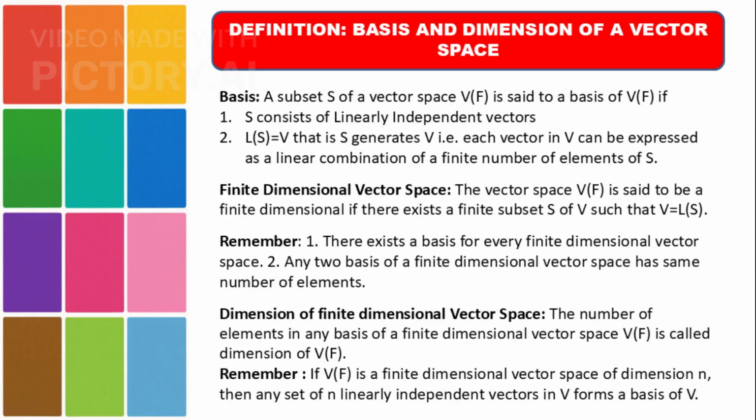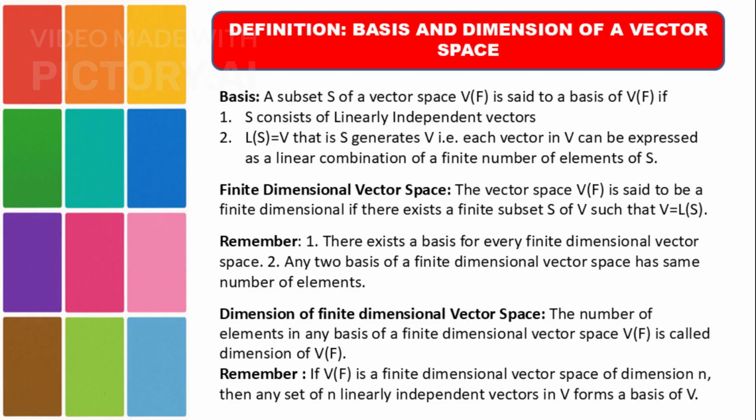Bases. A subset S of a vector space V is said to be a basis of V if S consists of linearly independent vectors, and the linear span of S equals V, that is, S generates V; each vector in V can be expressed as a linear combination of a finite number of elements of S. Finite dimensional vector space. The vector space V is said to be finite dimensional if there exists a finite subset S of V such that V equals the linear span of S.